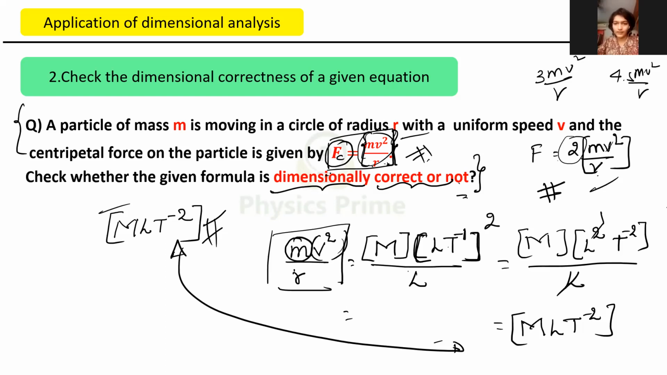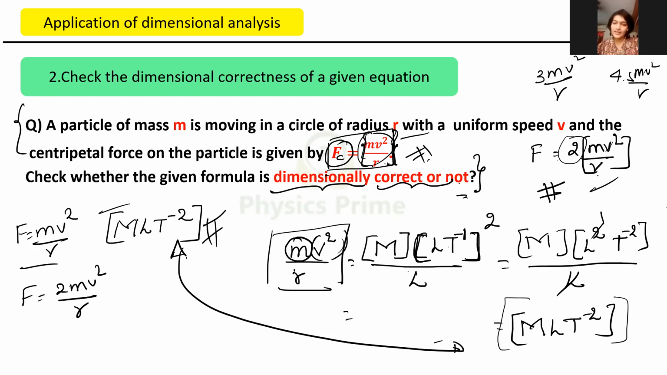Tell me if you did not understand. No, sir, I didn't understand. Okay. Here I gave you F is equal to MB square by R. In case I would have given you F is equal to 2 MB square by R, then also you will get this, right? MLT power minus 2. Then also it is dimensionally correct, right? Yes, sir. But which formula is correct in both of them? MB square by R. We don't know. You don't know, right?